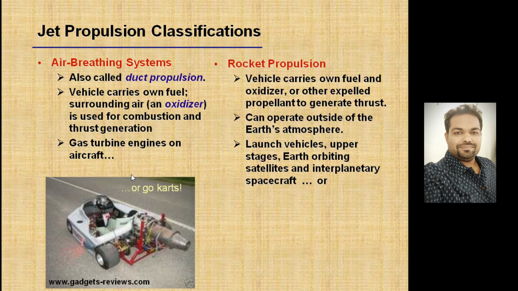In rocket propulsion, the vehicle carries fuel and oxidizer or other expelled propellant to generate thrust. So it can operate outside of the Earth's atmosphere because it doesn't interact with the outer atmosphere for its operation. So there is no limitation of altitude for the operation of a rocket, while it was a limitation on the air breathing engines.